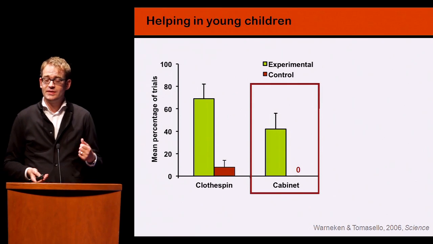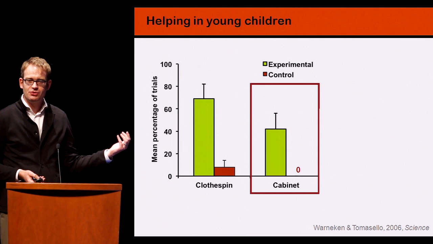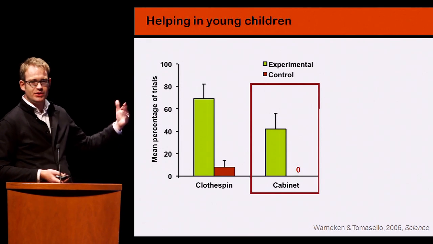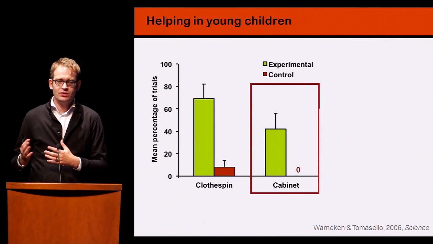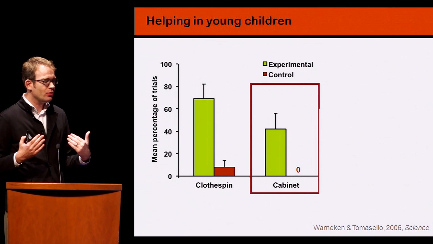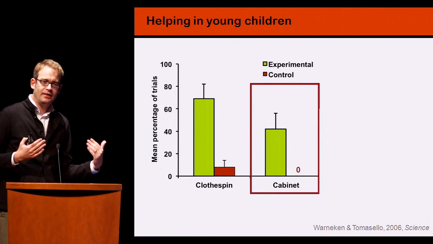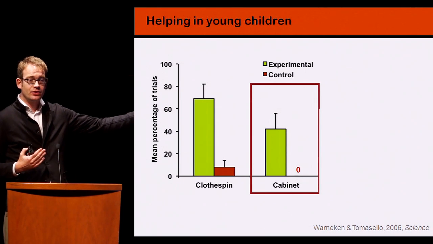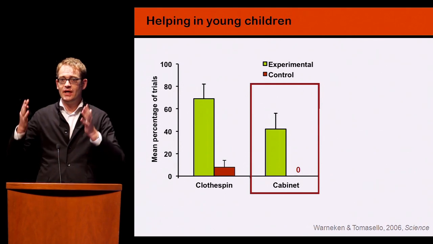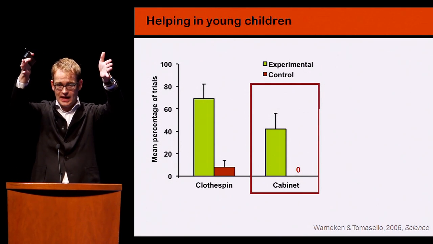So what we found was that children would help in this situation as well, not quite as much as in the simpler version, but even when it is a somewhat complex situation like a cabinet door being in my way, they will help in the experimental condition you saw here, but wouldn't open it ever in a control condition in which I first had put the magazines on top of the cabinet.